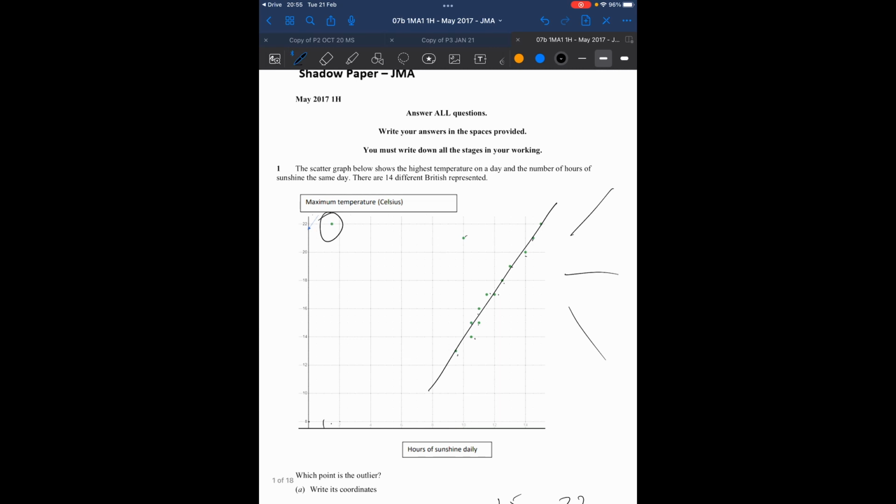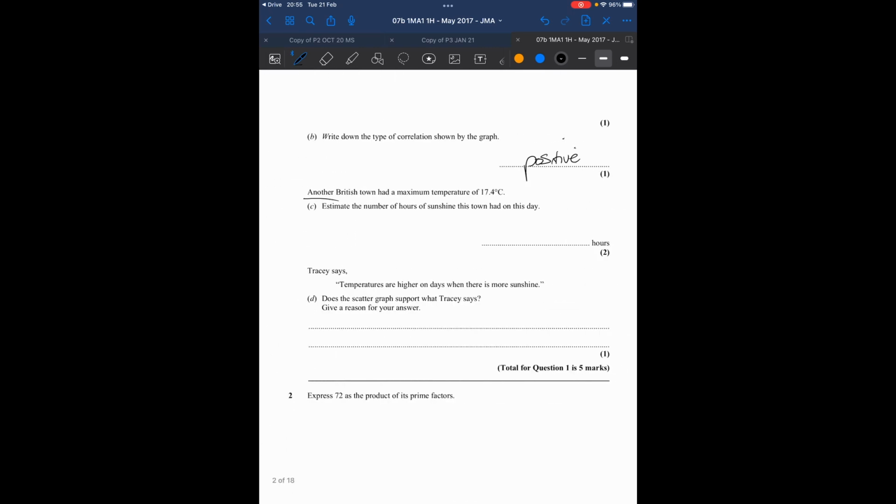Another British town, this is a new one, had a maximum temperature of 17.4. 17.4, where would that be? That would be, 17.4 is pretty close to this line here. Estimate the number. Estimate means you're going to use a graph, typically. So, estimate the number of hours of sunshine that it had.